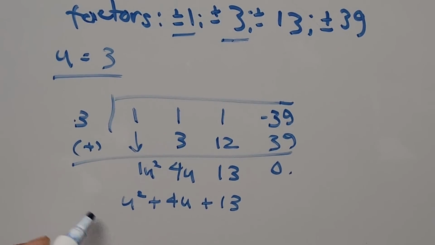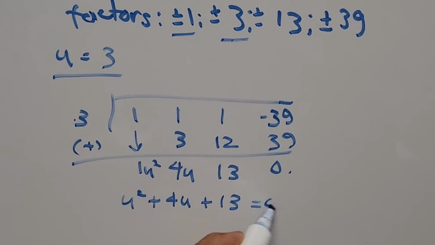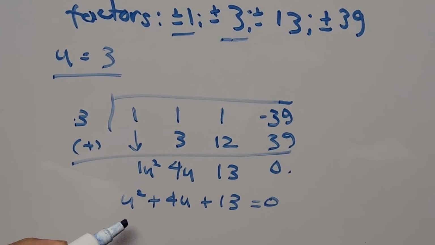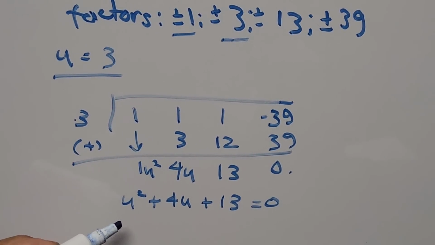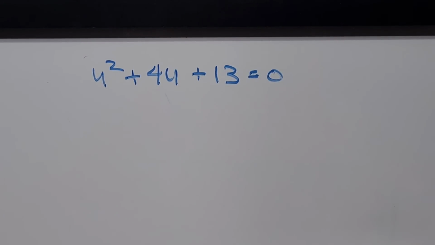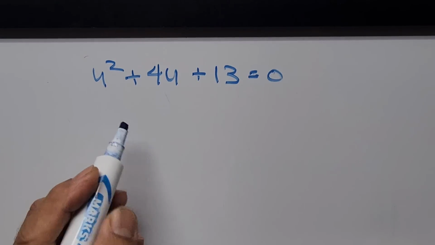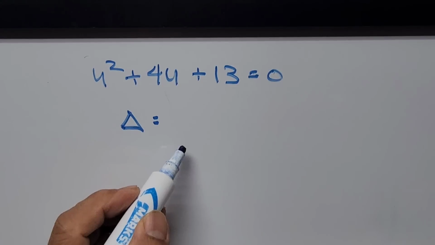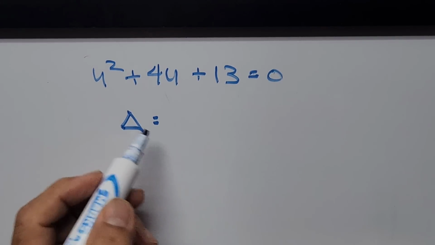And now we equate this to 0. So we'll be looking for the roots of u, right? Or the values of u. Okay. So how do we do it? From here, we can use the quadratic formula to find the value of u. So from our quadratic equation, let's find the delta, or what we call the determinant, to see if this will be a real number or a complex number solution for u.